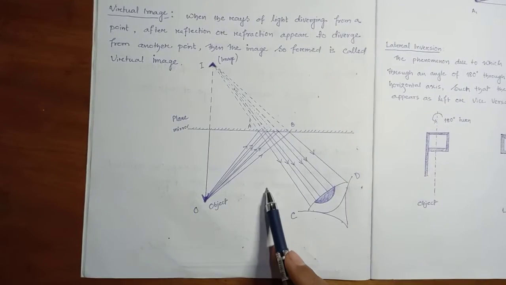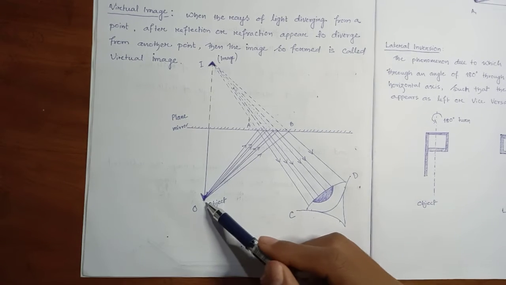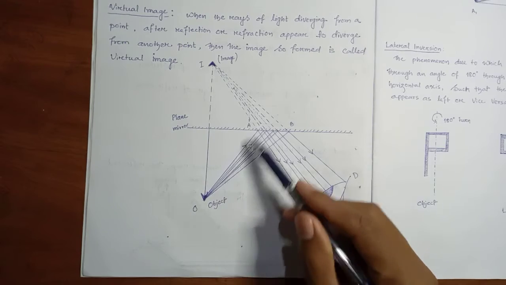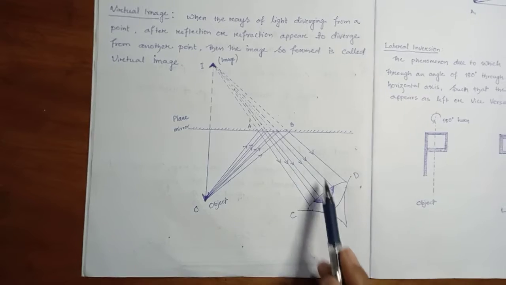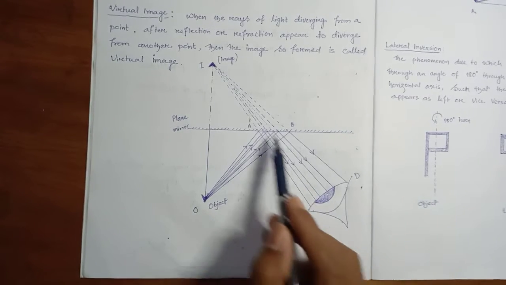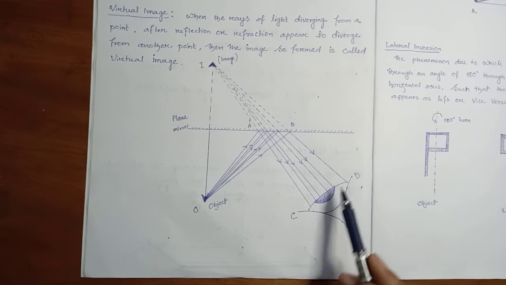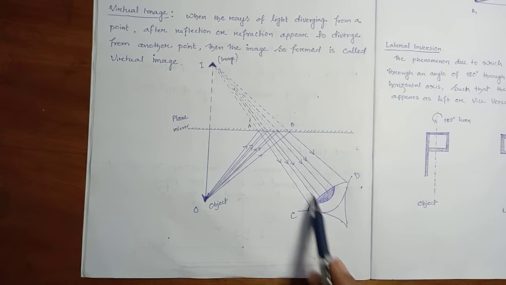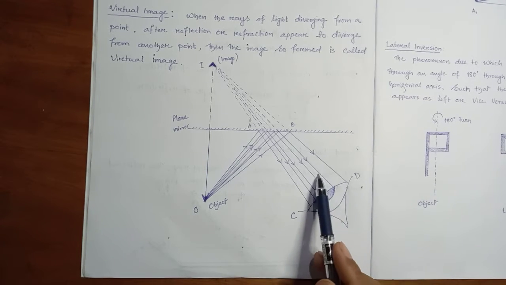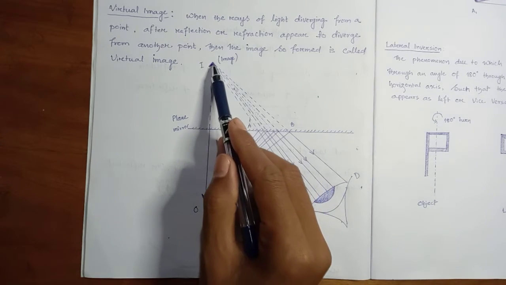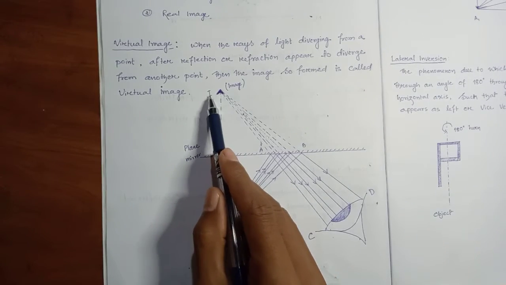Suppose you can see in this figure, this is O, the object. From this point O, these are the incident rays and this is a mirror. From this mirror these rays get reflected, and these reflected rays fall on our eye. The reflected rays enter our eye, but we feel that these rays are actually coming from another point. This point is called the image.